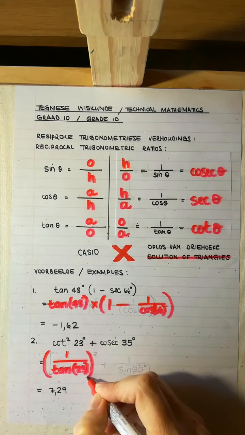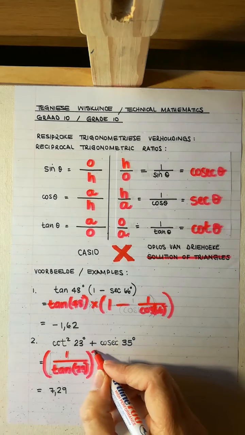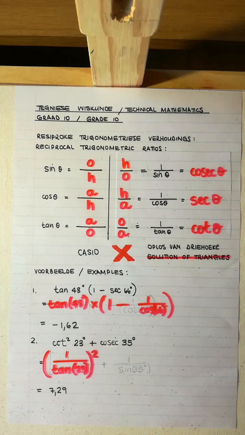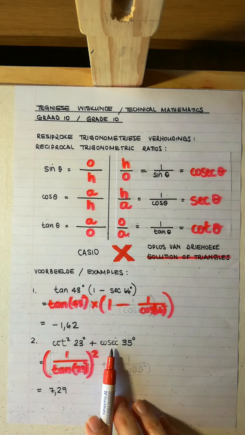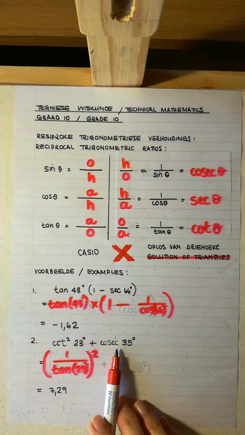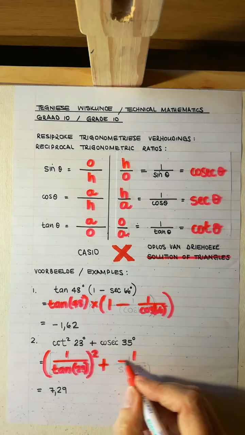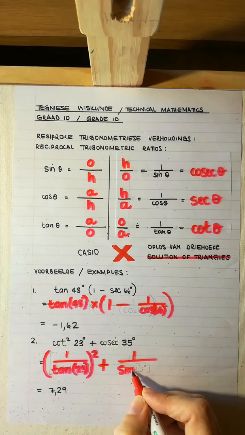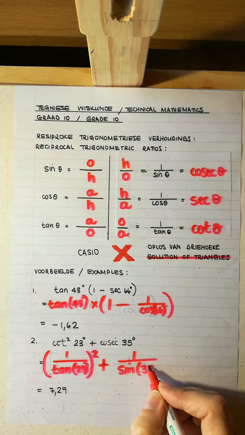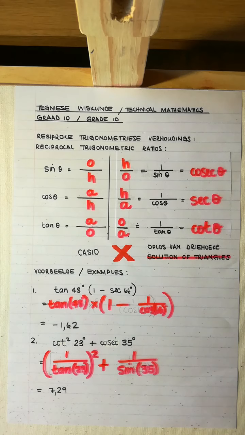Then we will use another big bracket to insert the square, and cosec theta, which is also not found on the calculator, we will rewrite as 1 over sine 35 and close the small bracket. The calculator will now find an answer 7,29.